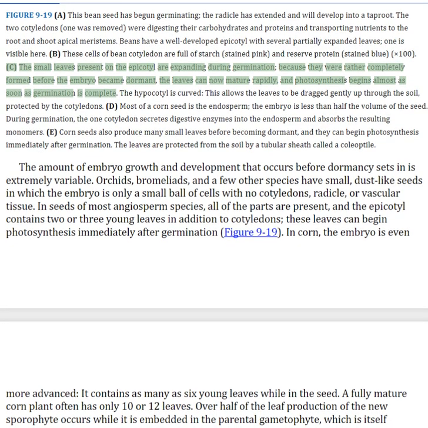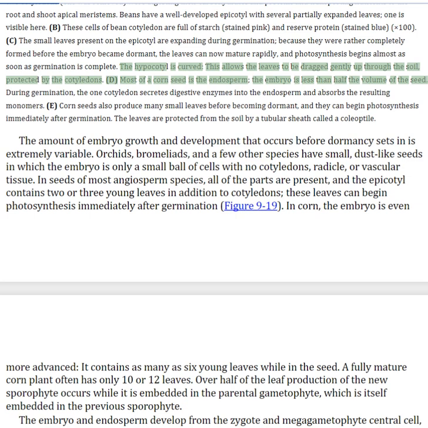The small leaves present on the epicotyl are expanding during germination. Because they were rather completely formed before the embryo became dormant, the leaves can now mature rapidly, and photosynthesis begins almost as soon as germination is complete. The hypocotyl is curved. This allows the leaves to be dragged gently up through the soil, protected by the cotyledons.